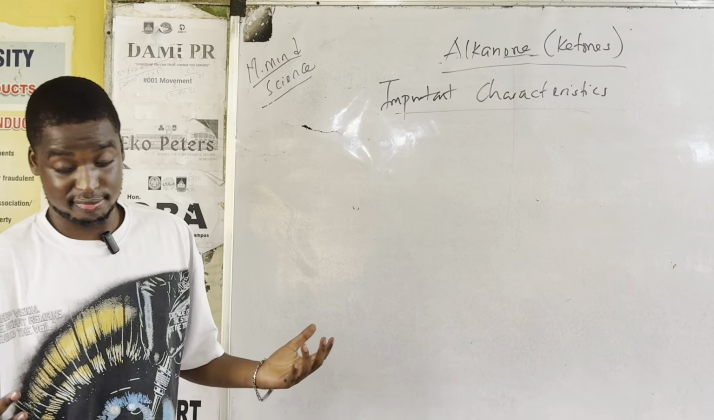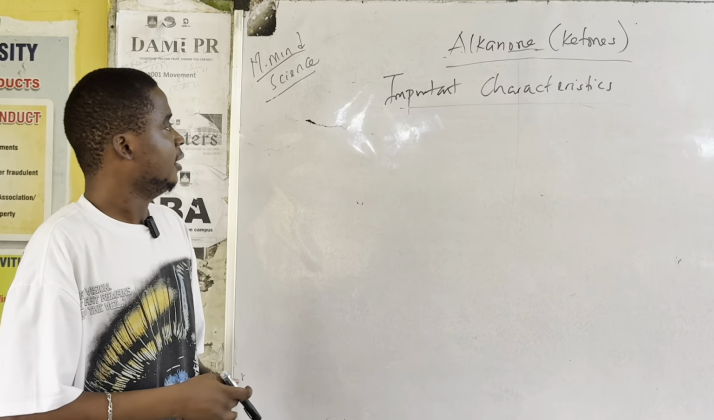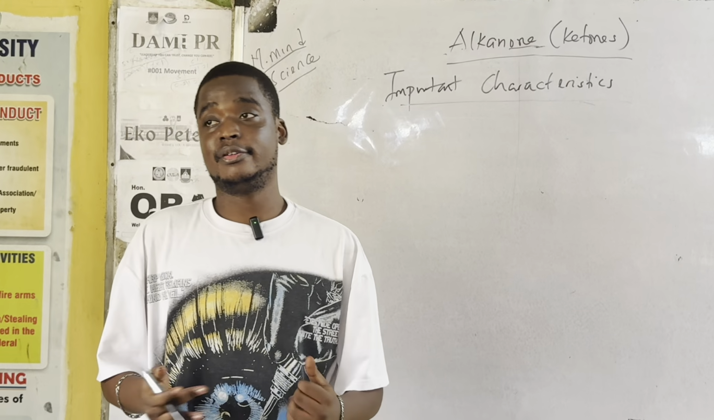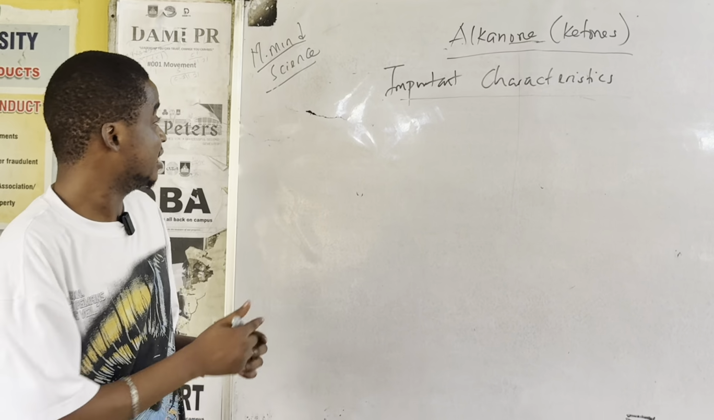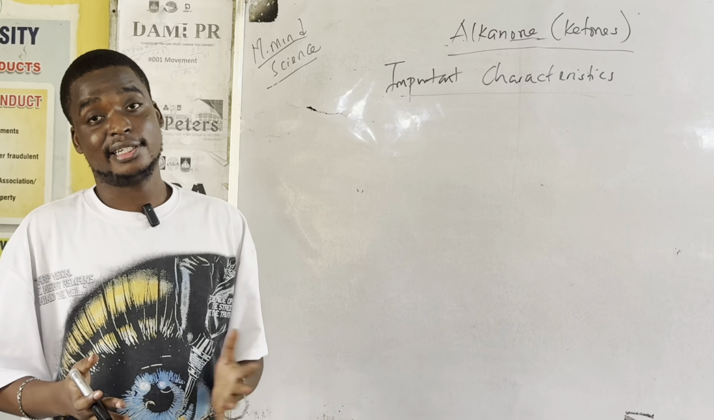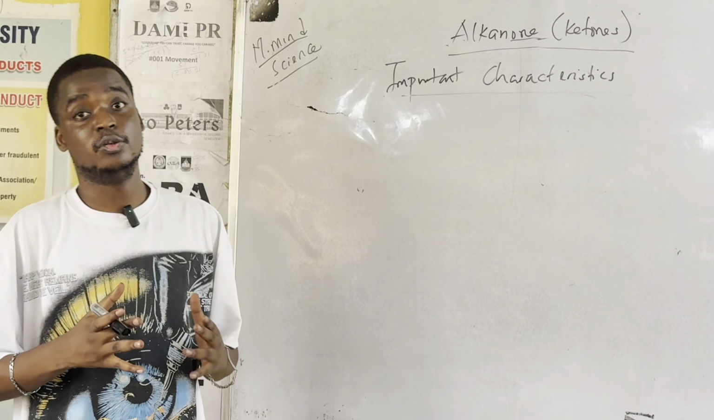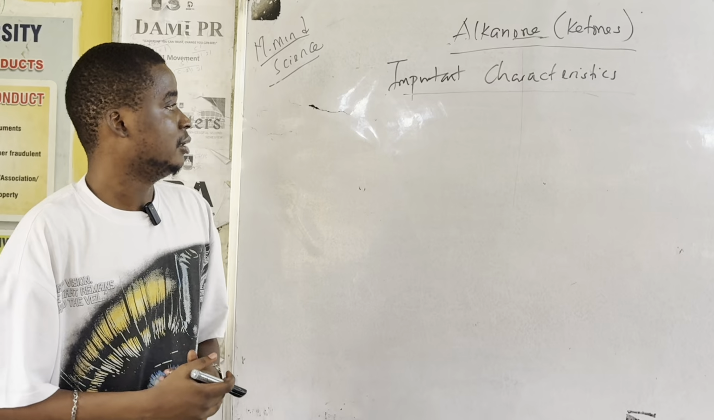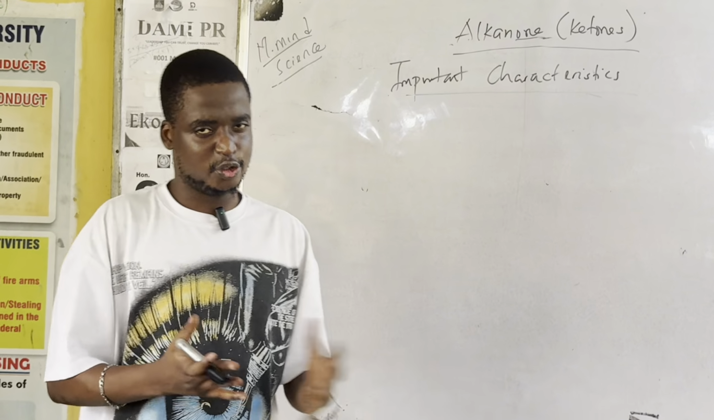ALKANONE, also called ketones, are also a family of carbonyls. That is, they have that CO group. So, we'll start with some important characteristics of ALKANONE that you need to know at the basic level. It might not be everything, but these are just what you need to know.